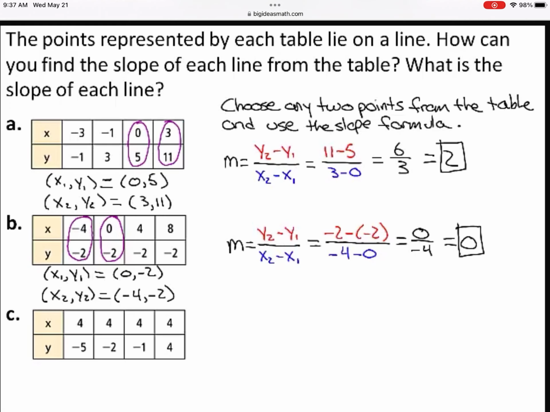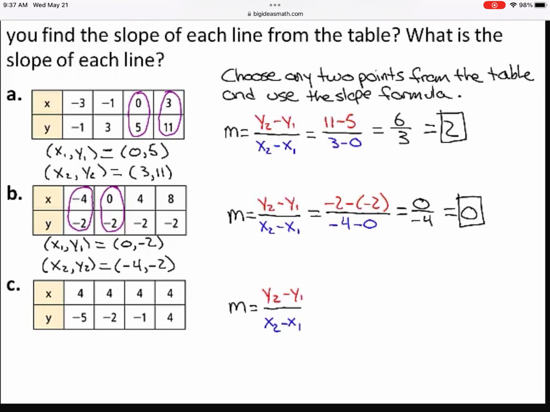Part C. To find the slope of the line from the table, choose any 2 points from the table and use the slope formula m equals the quantity y2 minus y1 divided by the quantity x2 minus x1. Let x1, y1 be the point 4, -2. Let x2, y2 be the point 4, 4.